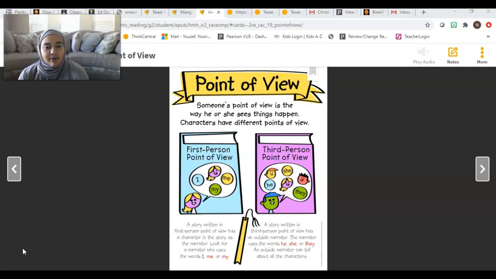So let's talk a little bit. What is point of view? Someone's point of view is the way he or she sees things happen. So characters have different points of view. We have first person point of view and we have third person point of view. If it's first person point of view, you see the words I, my, and me in there.